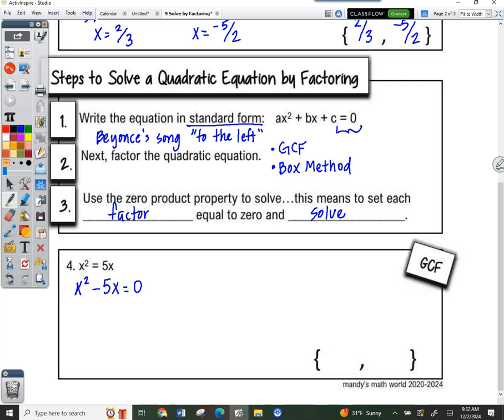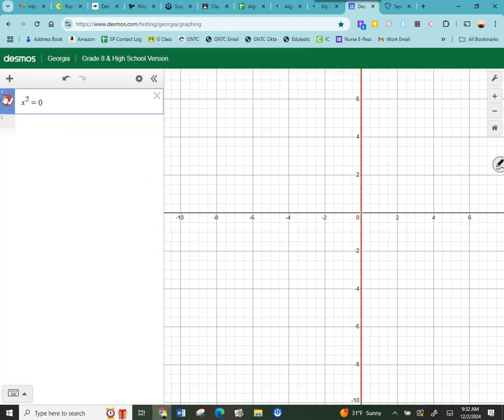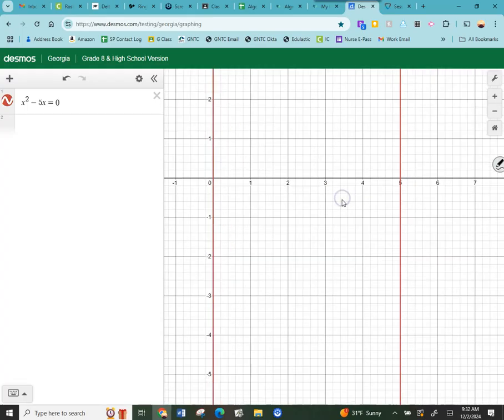Then you're going to go to Desmos, and you're going to type it in. X squared minus 5x. And then you're going to look at where it's crossing the x-axis, because those are your solutions. It's crossing at 0 and at 5. Winner, winner, chicken dinner. Problem solved.